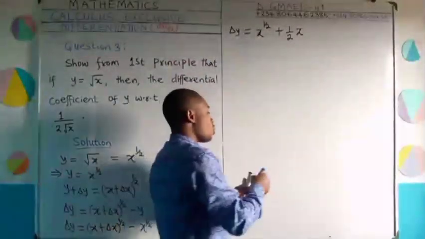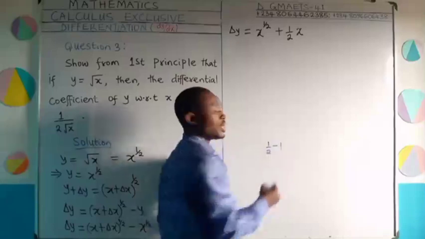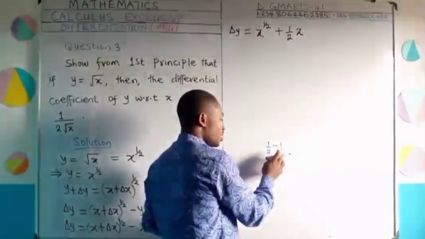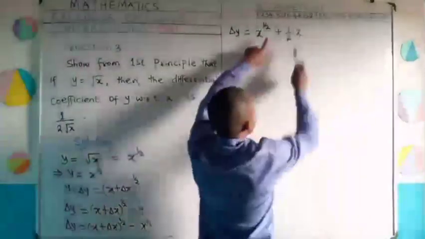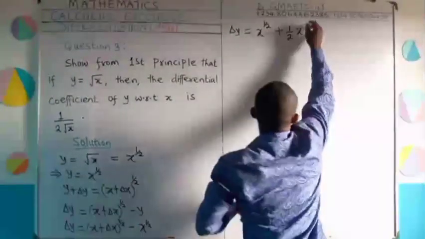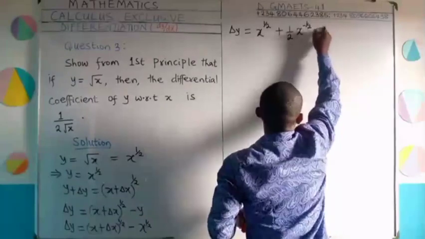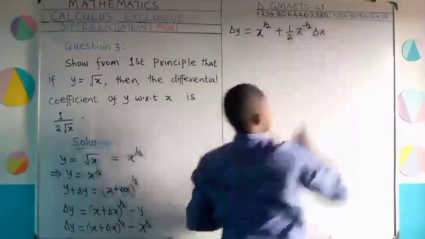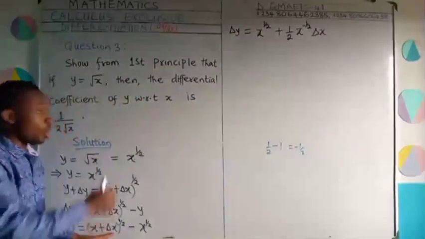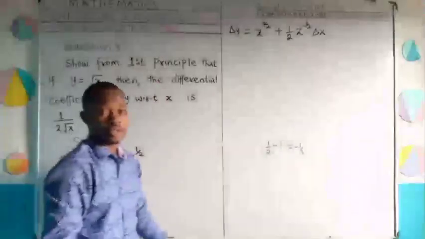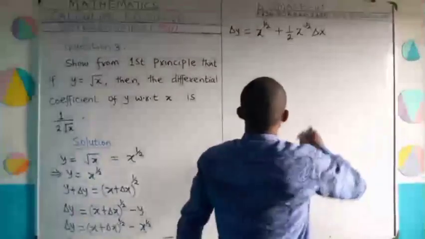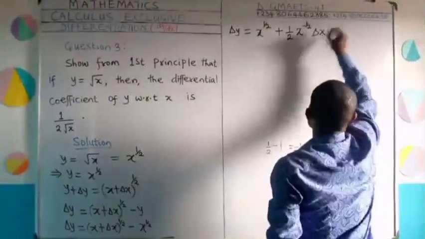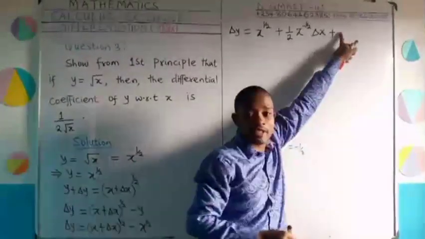If you reduce half by 1, you get 1 over 2 minus 1. And if you work it out, this is going to give us minus 1 over 2. So for this power of x to reduce by 1 from here, the new power of x will be minus 1 over 2. Then you multiply it by delta x. That delta x will be raised to power 1 in that second term. Remember here it is power 0, so here it will become power 1. Alright, we'll move on. Plus, we want to get a third term.